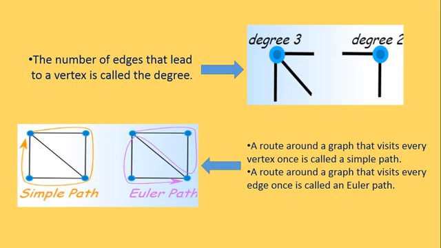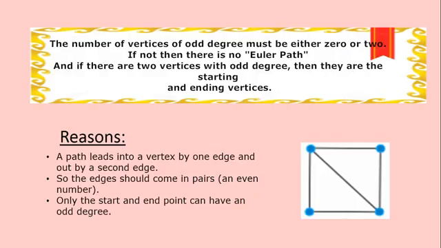We can tell which graphs have an Euler path by counting how many vertices have an odd degree. The number of vertices of odd degree must be either 0 or 2. If not, there is no Euler path. And if there are 2 vertices with odd degree, then they are the starting and ending vertices.